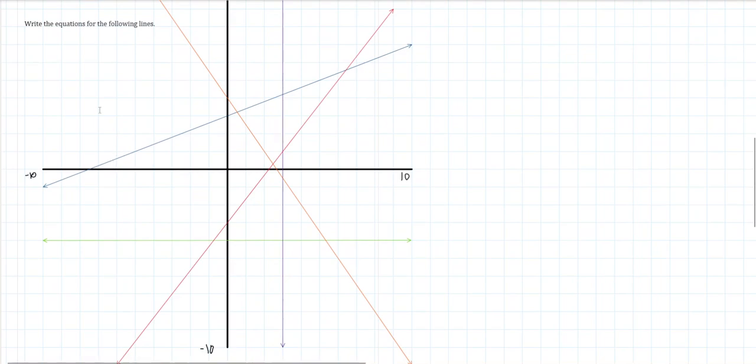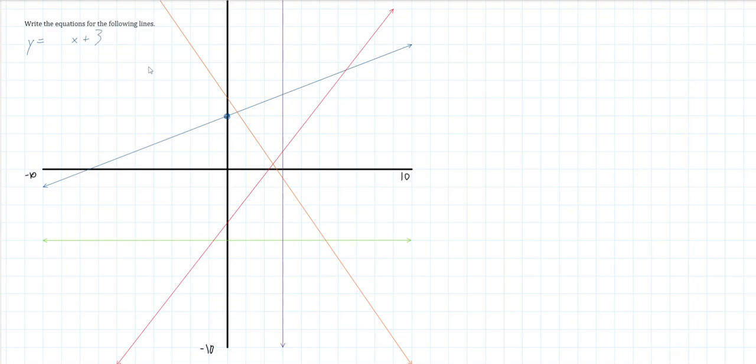Now, what about writing equations for different lines? So here we have a bunch of different lines. How do we start writing these equations? So let's start with the blue one. Okay, we've got y equals mx plus b. Well, I don't know the m value yet, but I do know the b value. That's really easy to get. So I'm going to get a +3 here.